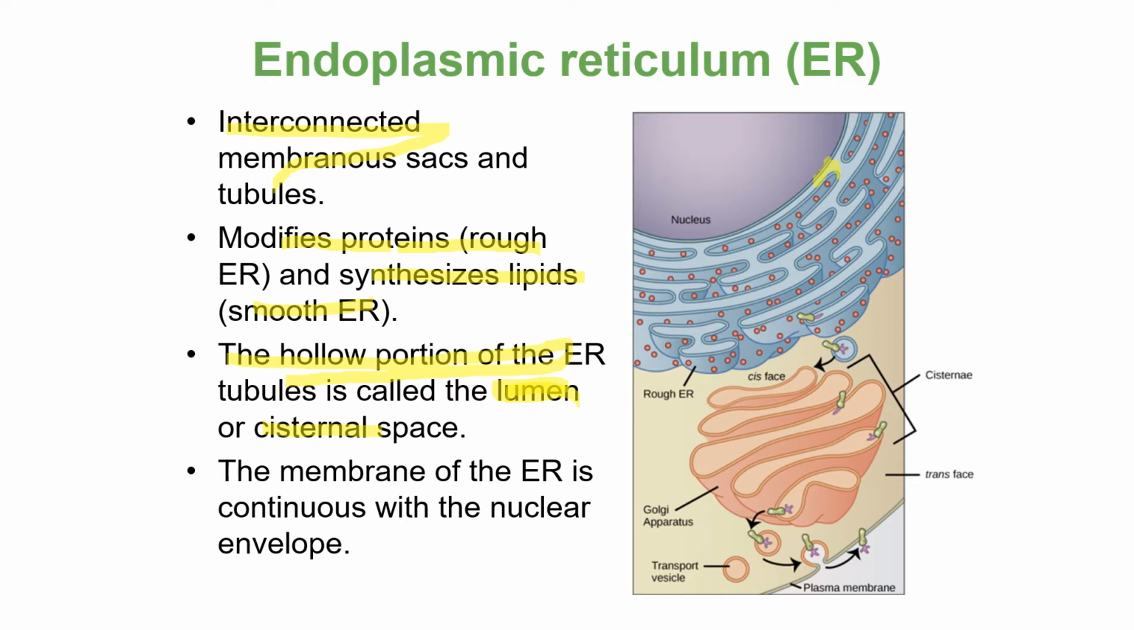For example, the inside of the tube of your digestive system, we call that the lumen, right? That's where the food is, would be the lumen. All right, and as we said, the membrane of the ER is continuous with the nuclear envelope.